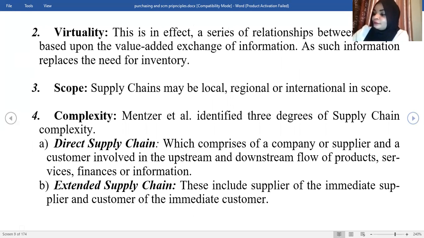The other thing is virtuality chains. So in virtuality chains, basically it gives a series of relationships between partners based on the value added exchange of information. As such, information replaces the need of inventory. So we have those chains that are virtual, not necessarily that you must interact physically. For example, right now, this is a virtual service that I'm giving you.